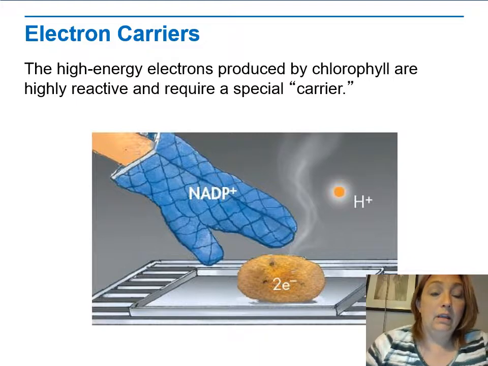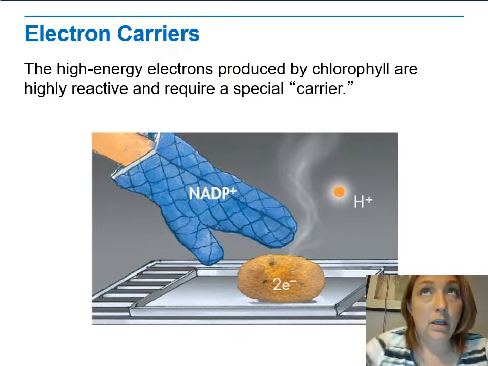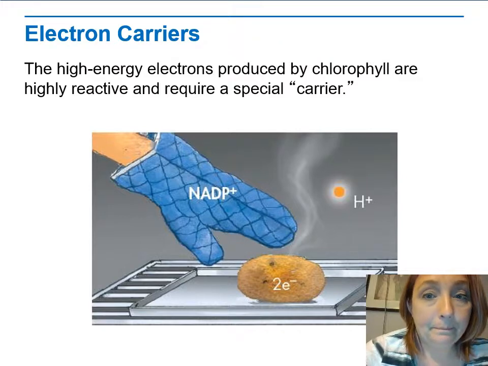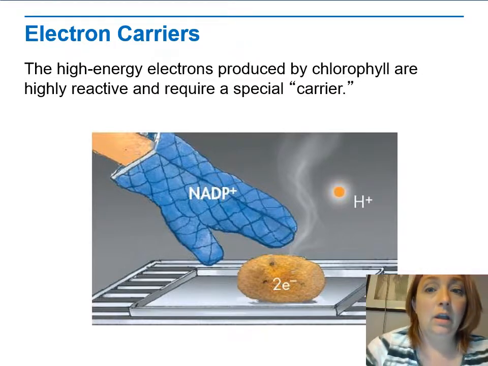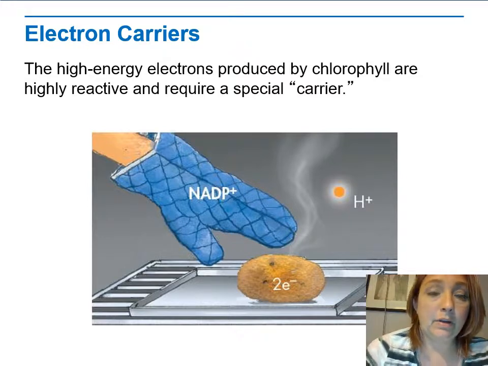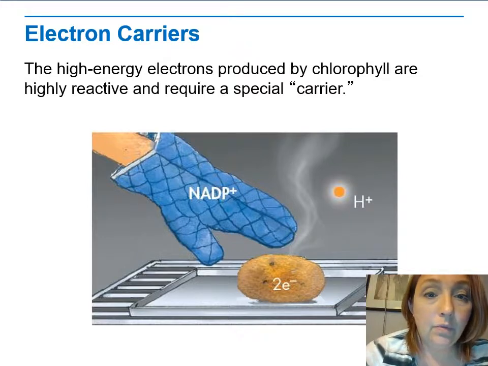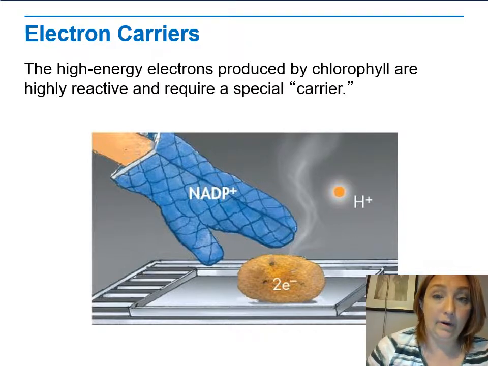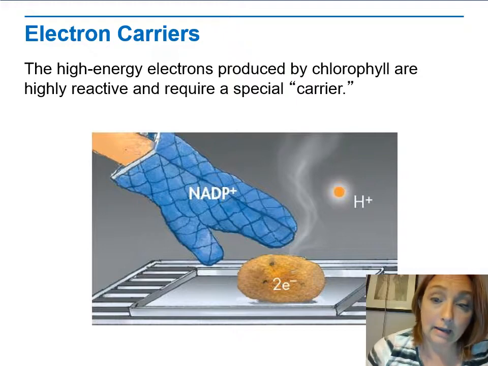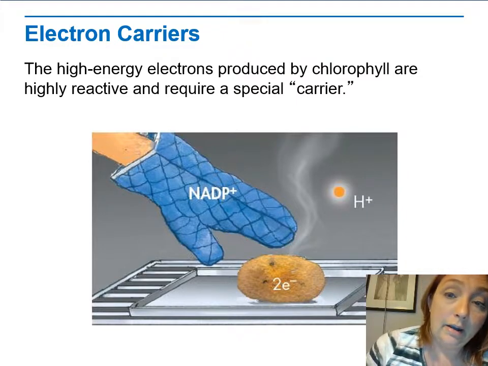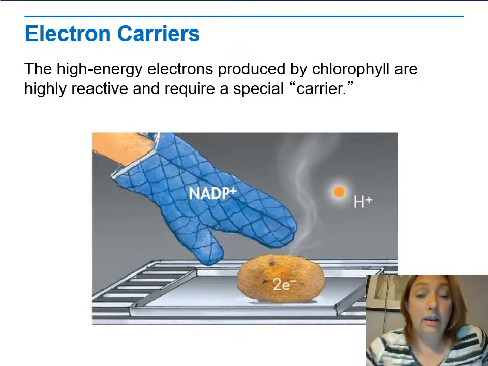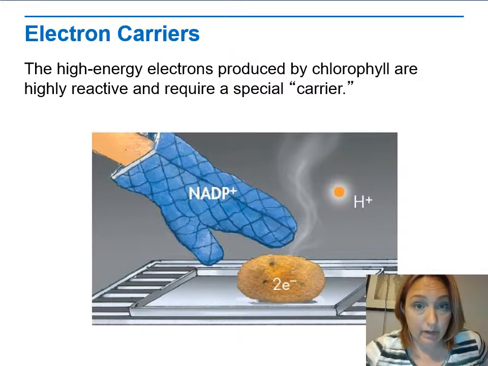Now, in order to imagine the way that energy moves within the chloroplast, let's think about high energy electrons being similar to hot potatoes from the oven. They're really too difficult to pick up with your bare hands, right? You need some sort of special carrier to move that hot potato, or that very high energy substance called an electron, to carry it along to where it's useful, okay?